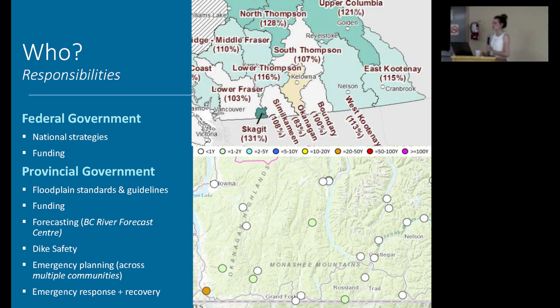Who is responsible? Christina will probably get into this a little bit more. Every different level of government has different responsibilities for this type of work. The responsibility of mitigating flood risk is shared between all those who live, work, and have property within the floodplain. The federal government's role is typically limited to national strategies and funding, such as support for floodplain mapping, construction of structural mitigation measures, and in the worst case, post-disaster recovery. However, it's generally limited to uninsurable assets.